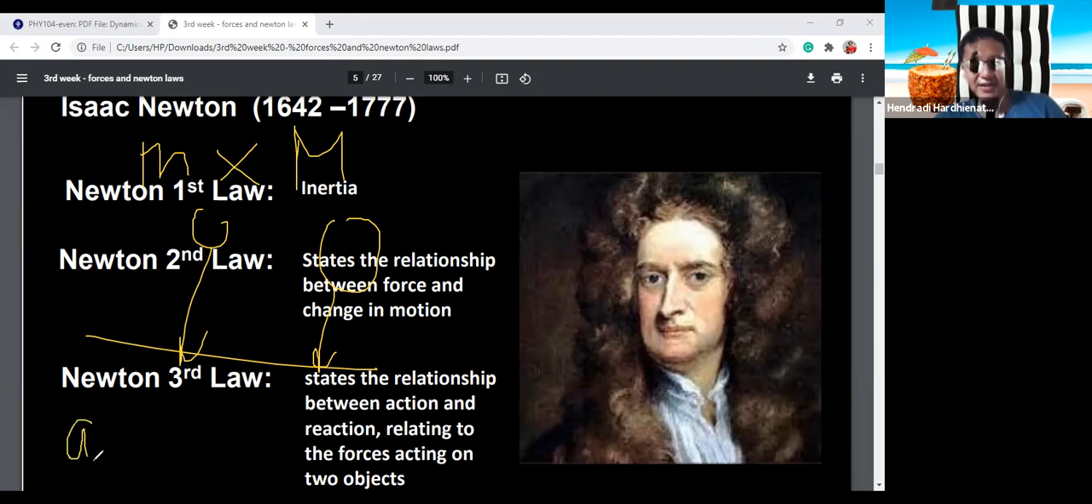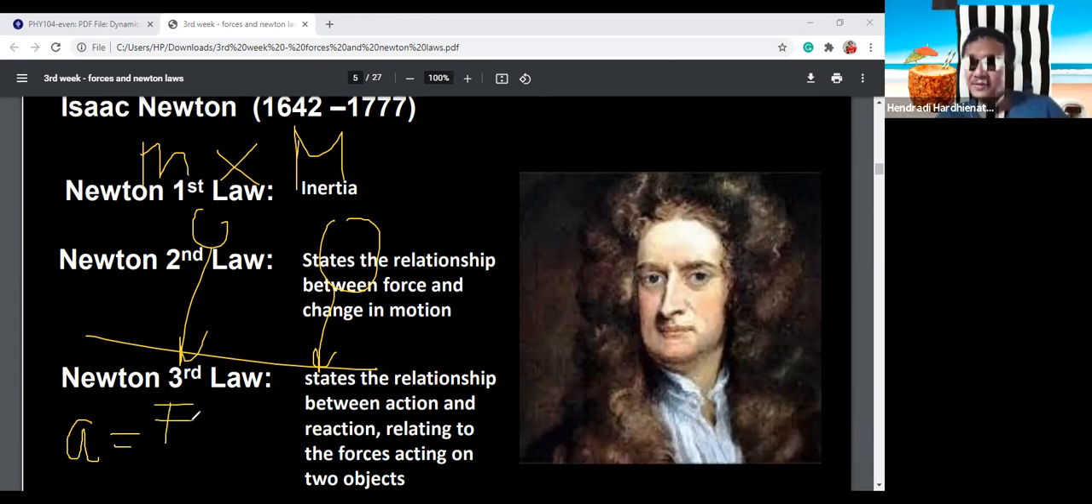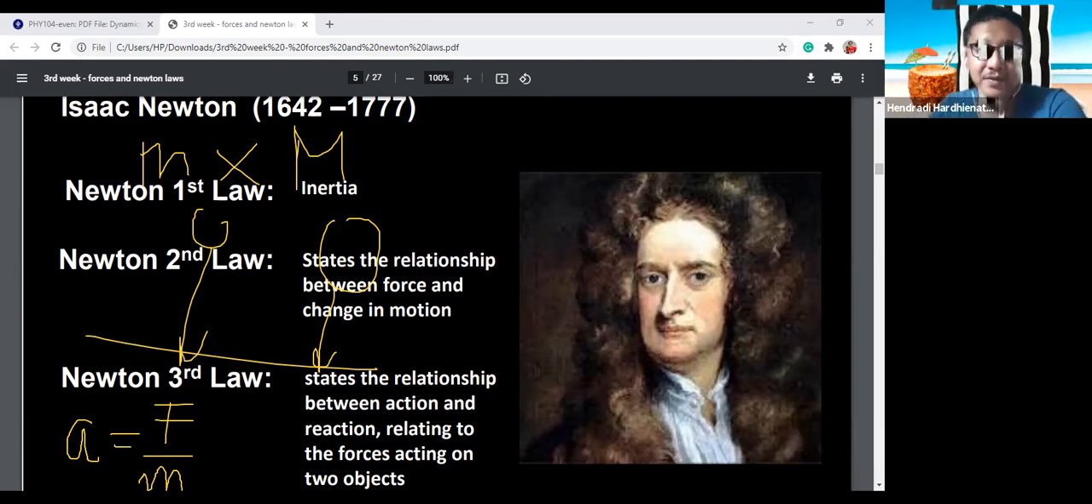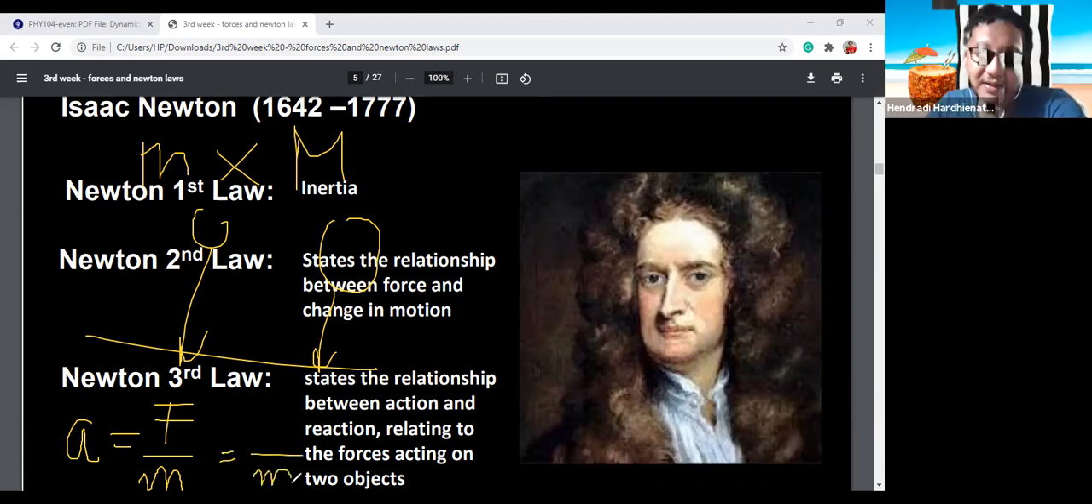Okay, let's see. The gravitational acceleration is equal to the force, is it correct? And inversely proportional to the mass, right? Yeah. Okay. So what happens for the smaller mass? For the smaller mass, the acceleration is the small force of gravity divided by the small mass, right? Because the force of gravity is mass times the gravitational acceleration, divided by the mass. What happens with the mass? They will cancel out. Is that true?